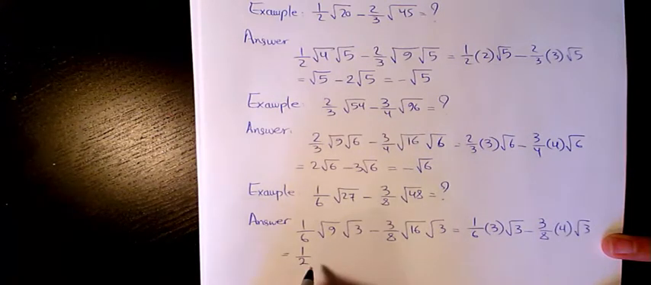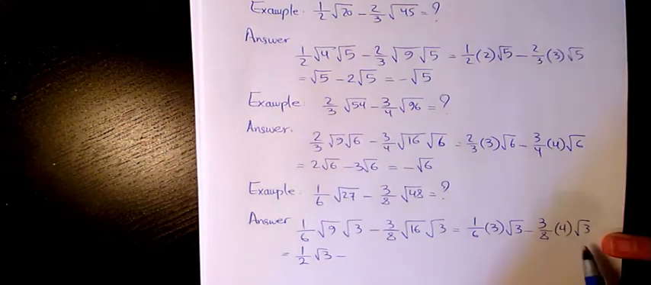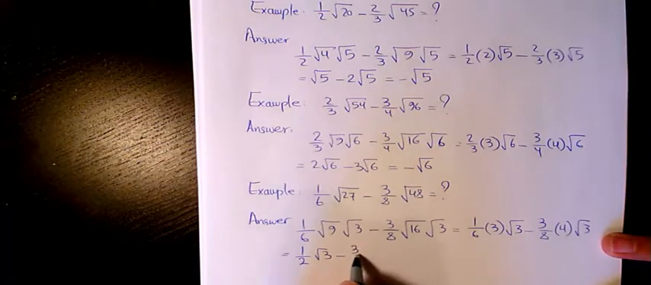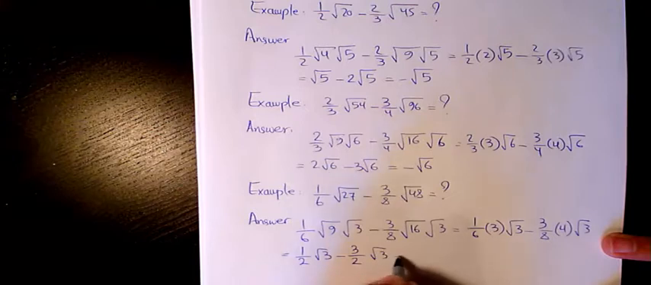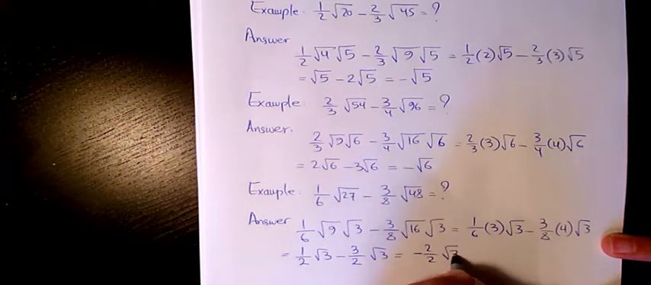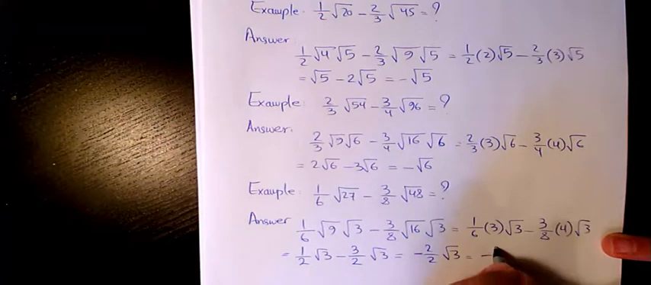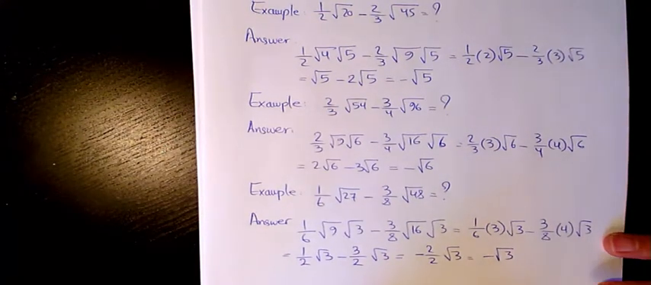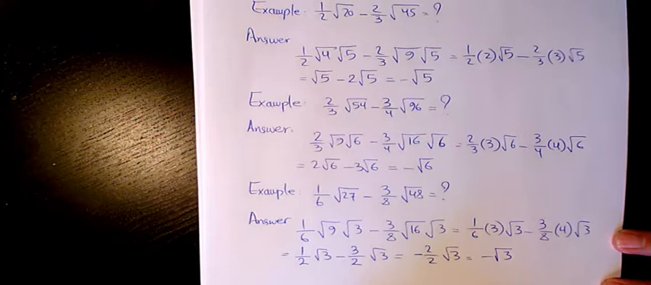1 over 2 root 3 minus 3 over 2 root 3. That makes it negative 2 over 2 root 3, or basically negative root 3. That's the final answer.